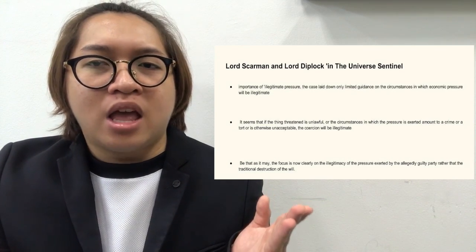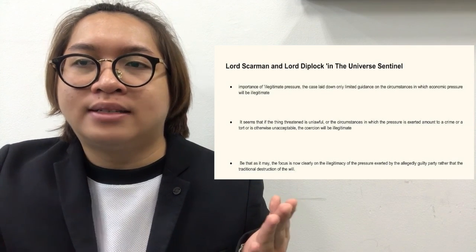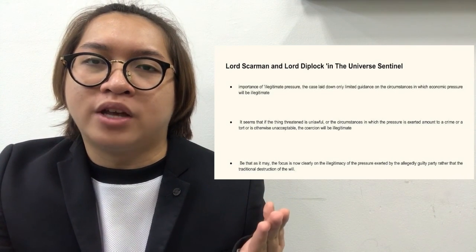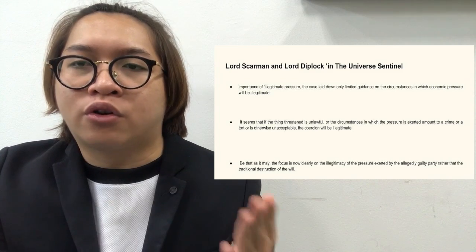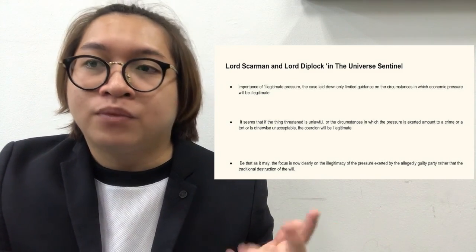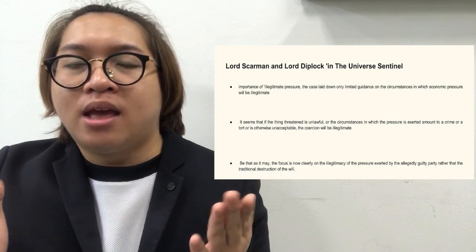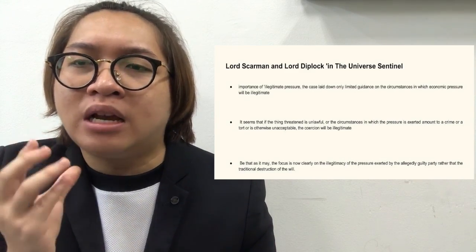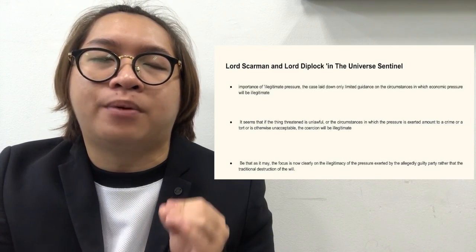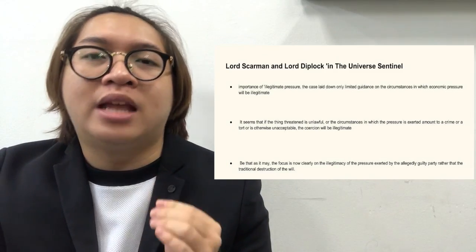It seems that if the thing threatened is unlawful, or the circumstances in which the pressure is exerted amount to a crime or a tort, or it is otherwise unacceptable, the coercion will be illegitimate. Be that as it may, the focus is now clearly on the illegitimacy of the pressure exerted by the allegedly guilty party rather than the traditional destruction of the will.